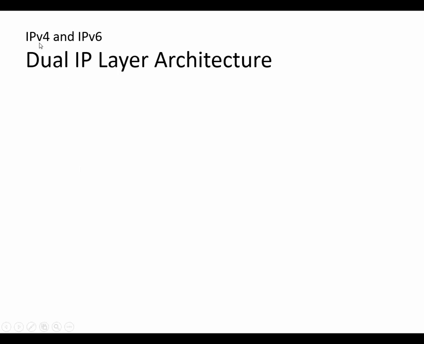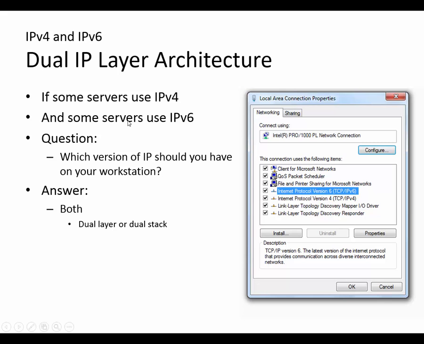Many organizations are using both IPv4 and IPv6. So here's the question. If some servers in your organization are using IPv4 and some servers are using IPv6, then which version of IP should you have on your workstation? And the answer is both. You should have IPv6 enabled and IPv4 enabled, so you can talk to IPv4 servers and IPv6 servers. And they call this dual layer architecture, and they also call it dual stack architecture.